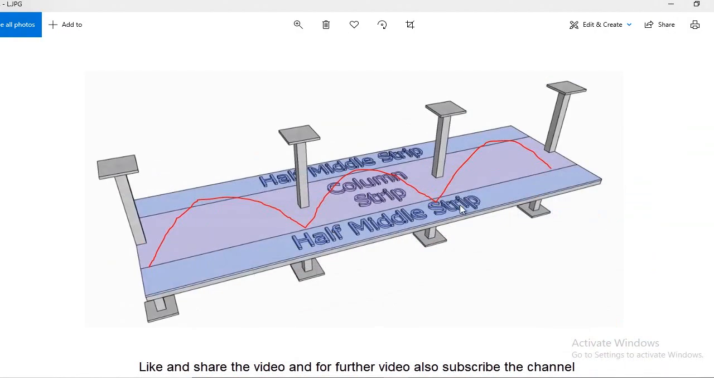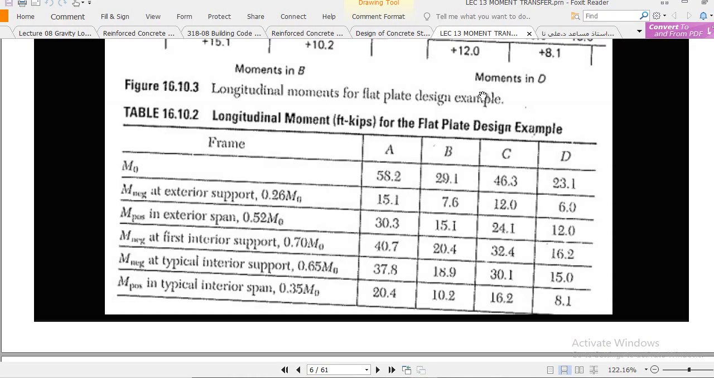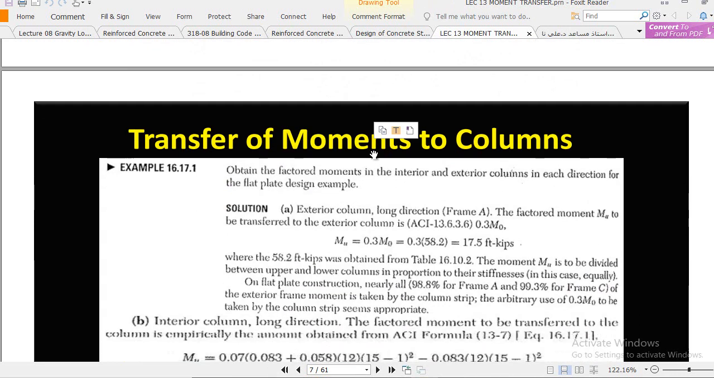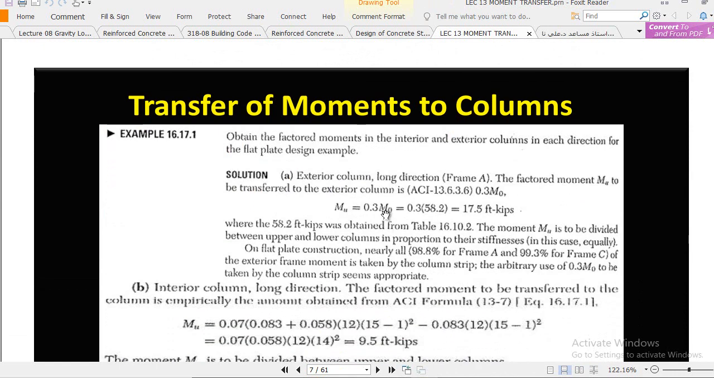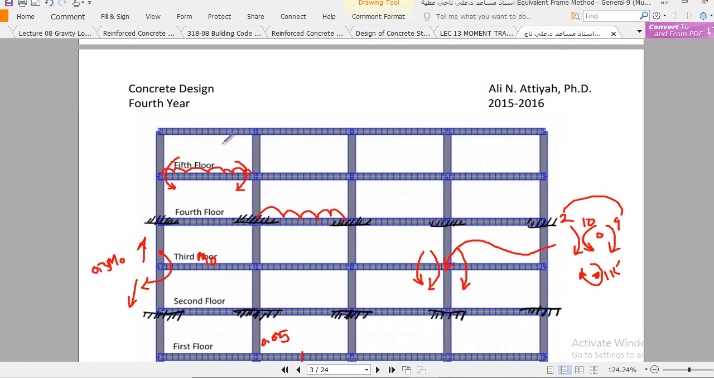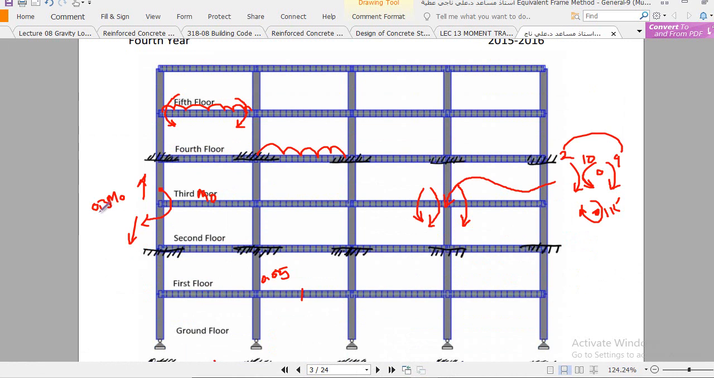Now what we have to do next, once you have got these moments, is find the unbalanced moment at the exterior column, as you see here. As we already discussed, the unbalanced moment here is 0.3 of the M naught.